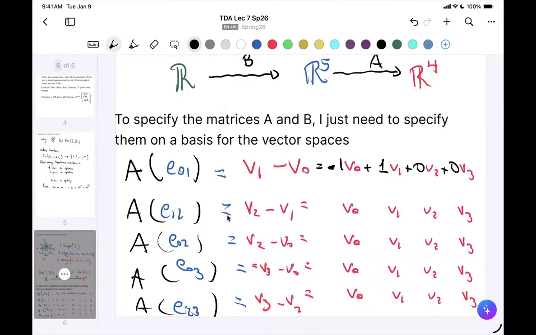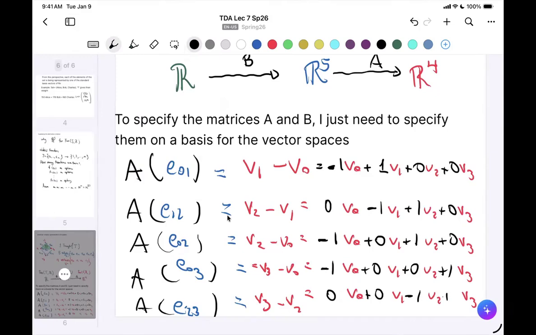Then the other one would be 0, there's no V0, then there's minus V1 plus 1 V2 plus 0 V3, and you can kind of see where I'm going with the others, right? So you do minus V0 plus 0 V1, because there's no V1, plus 1 V2 plus 0 V3. And then you get minus V0 plus 0 V1 plus 0 V2 plus 1 V3. And then you get 0 V0 plus 0 V1 minus 1 V2 plus 1 V3.